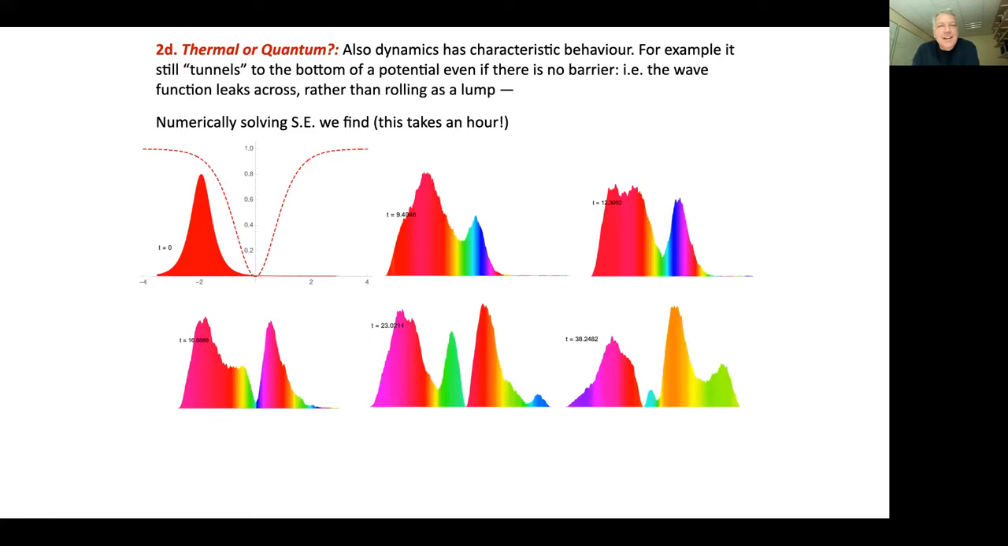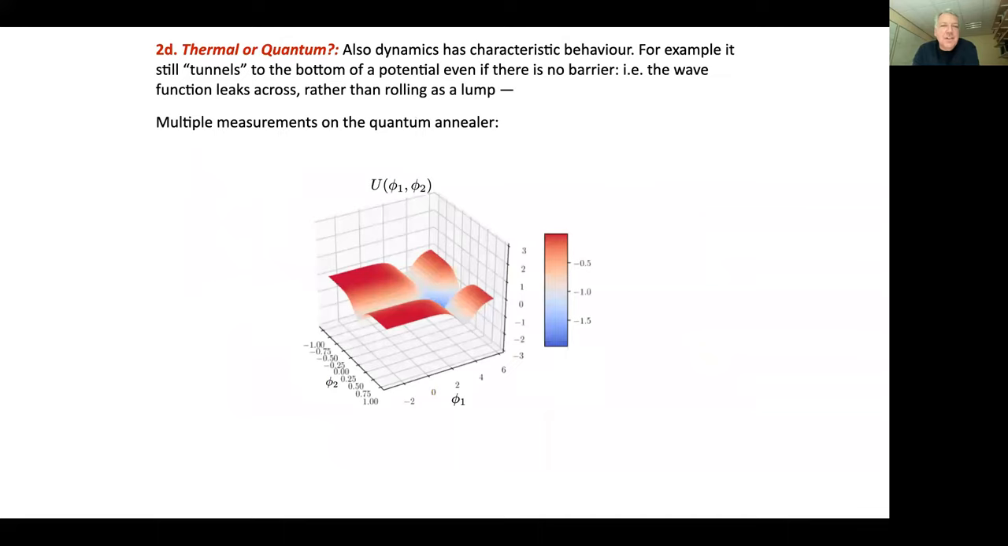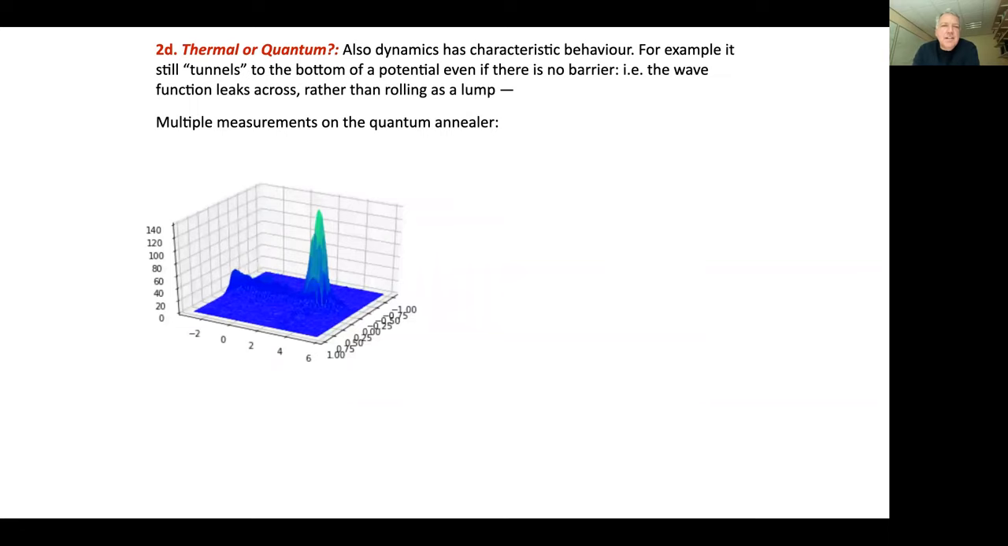Okay, so also, to test that this is really quantum behavior, not thermal behavior, you can also do the following sort of thing. And this does look more quantum. So if I make this potential, so this is a two-dimensional potential, I introduce two phis, phi one, phi two, and see what happens. And I'll just show you that. It does more what happens in a quantum than a thermal system.